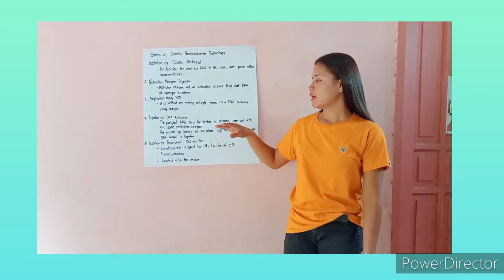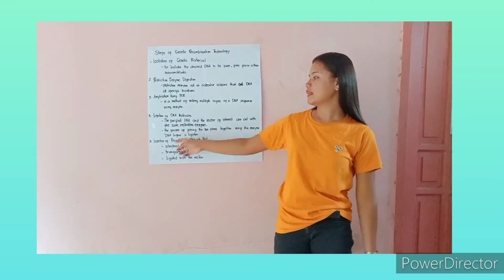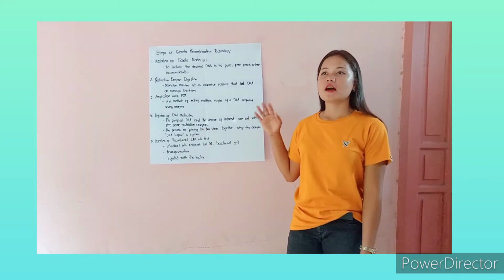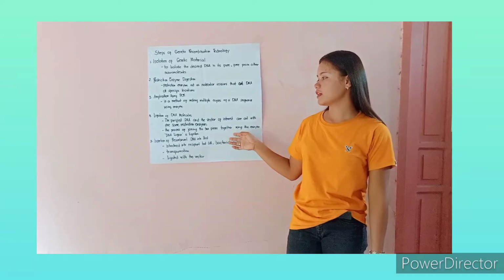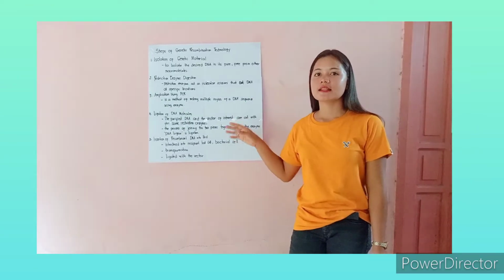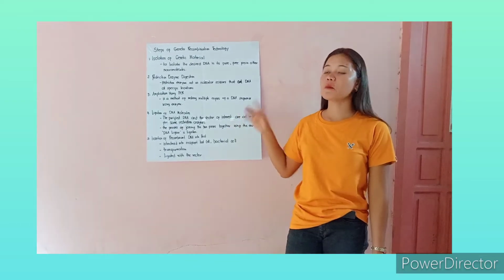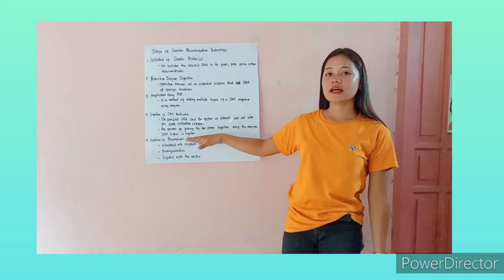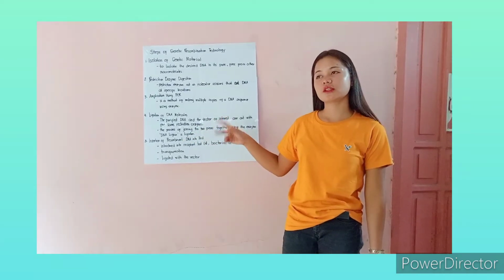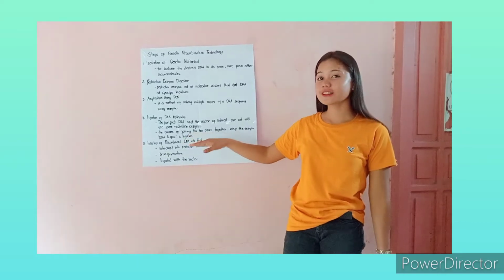The process of joining these two pieces together using the enzyme DNA ligase is ligation. As I have said, in ligation we are going to ligate the two DNA molecules so that they become one. The process of joining together the two fragments is called ligation.